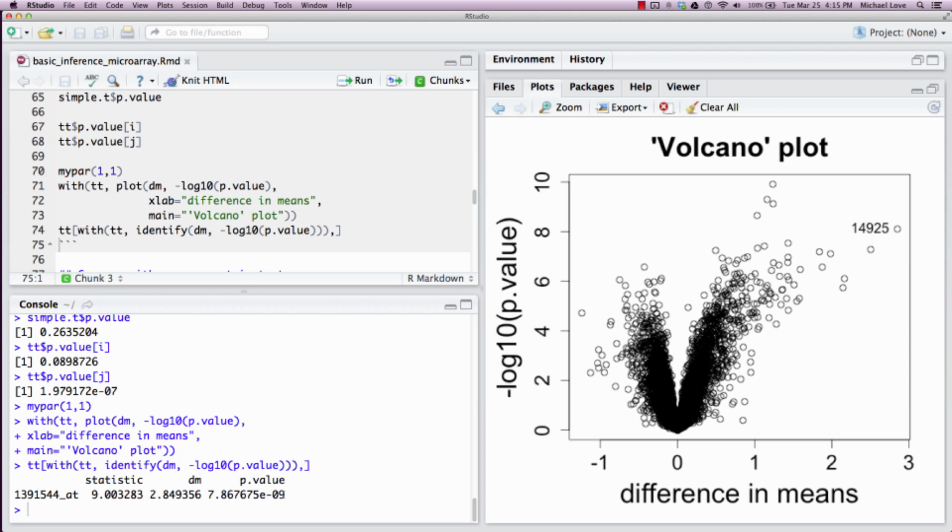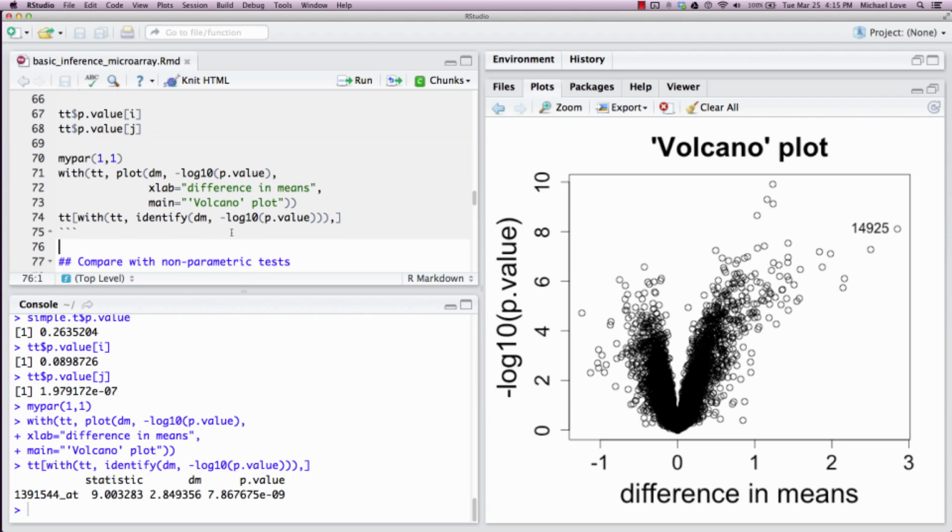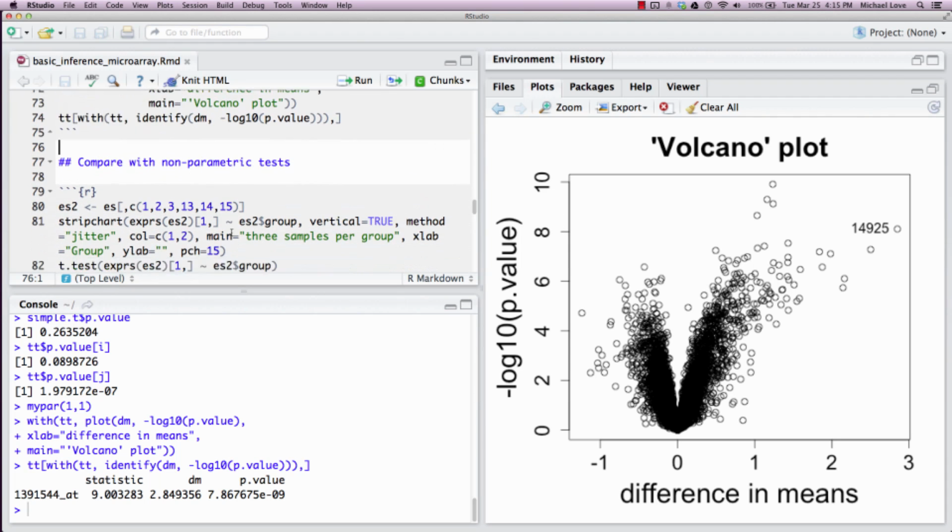So in part 2 of this module, I'm going to compare the t-test with a non-parametric test, and I'm also going to show you how you can do the t-test also using linear models.